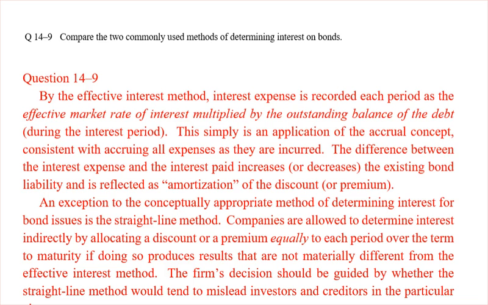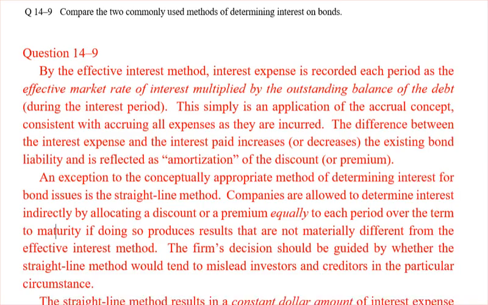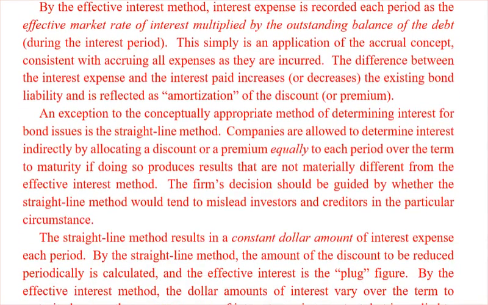The exception, we are allowed to determine interest by allocating equally over the term if doing so produces results that are not materially different. And the guiding principle, as I said before, is whether it's misleading. So if you have a big amount of premium, big amount of discount, you probably won't be able to use straight line. You will probably have to go in and use effective interest. In this class, I demand you learn the effective interest method.